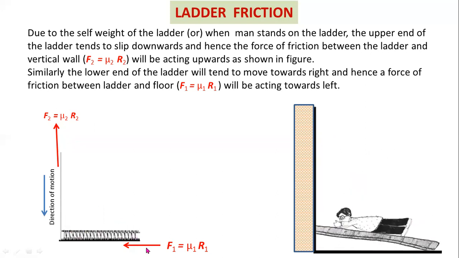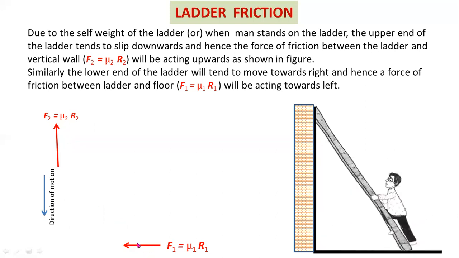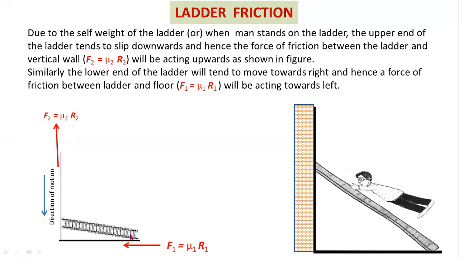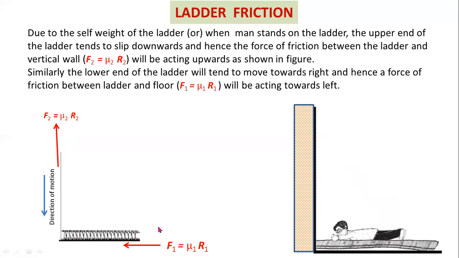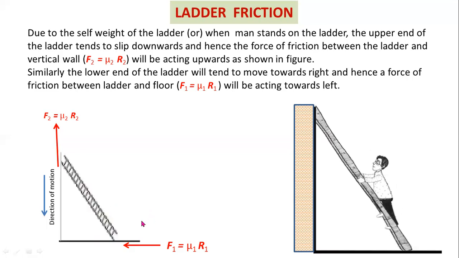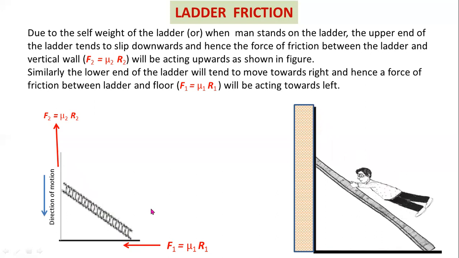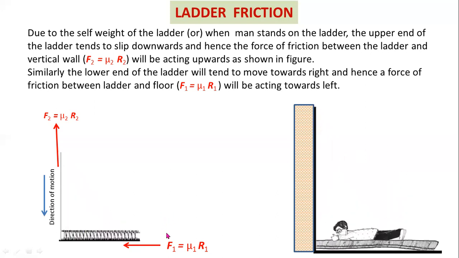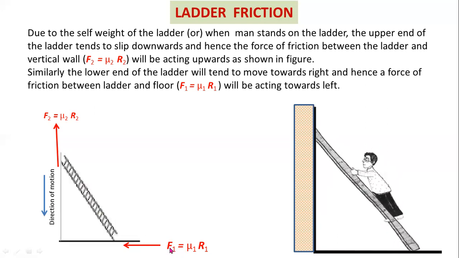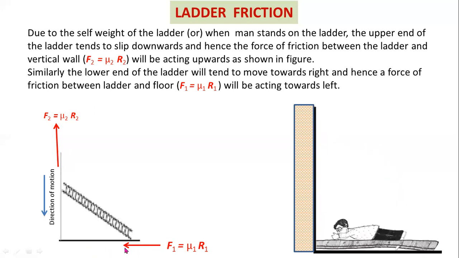In a similar way, the lower end of the ladder tends to move towards the right, and hence a force of friction between the ladder and the floor, F1 equal to mu 1 R1, will be acting towards the left.